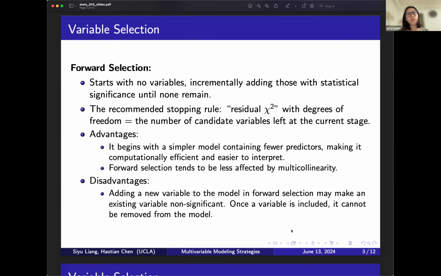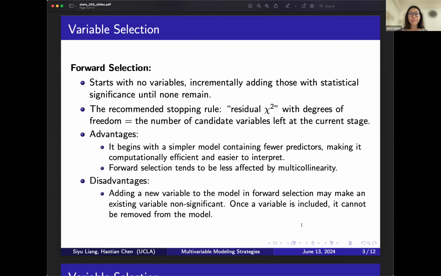And in the next section, we will introduce variable selections. Since this is a really large topic, we'll introduce 3 types of variable selections. We will introduce the advantages and disadvantages of each of them. The first is forward selection, like its name. It starts with no variables, and then adds variables that are statistically significant until none remain. The recommended stopping rule is the residual chi-square with the degrees of freedom equal to the number of candidate variables left at the current stage.